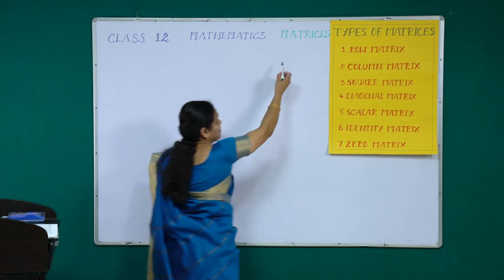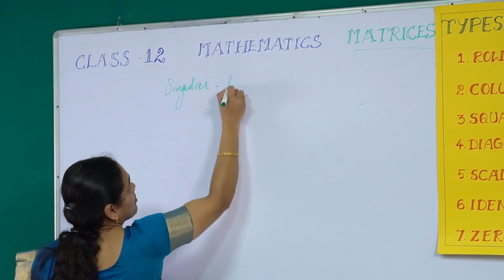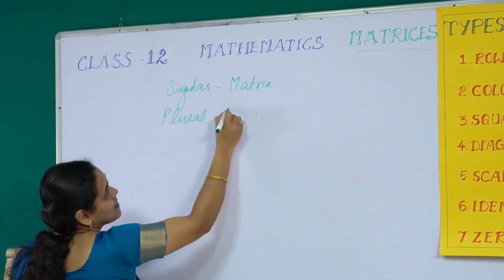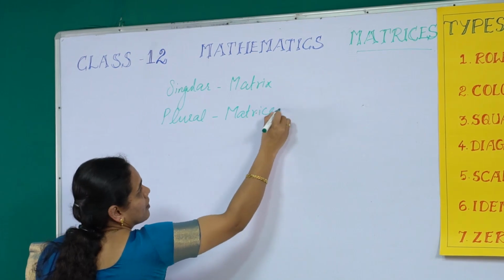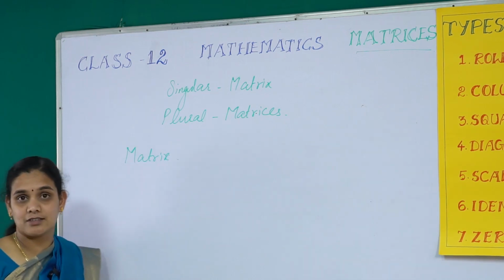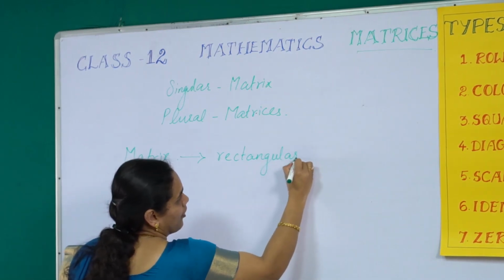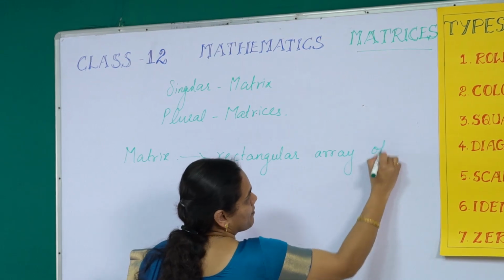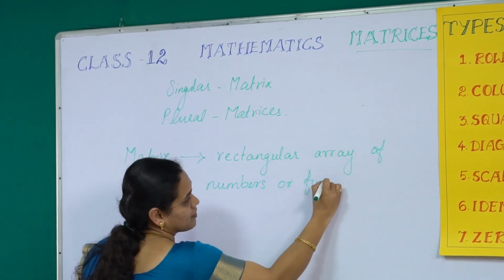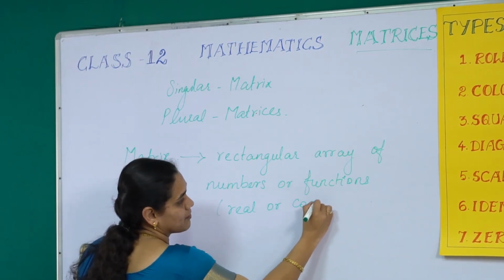The topic is matrices. Singular: matrix. Plural is matrices. Okay. Matrix. What is a matrix? It's a rectangular array of numbers or functions. The functions may be real or complex.